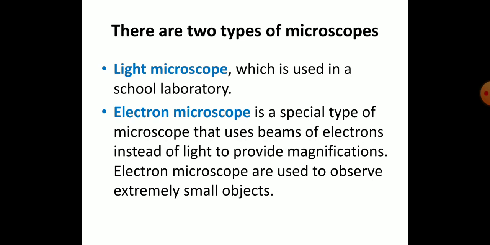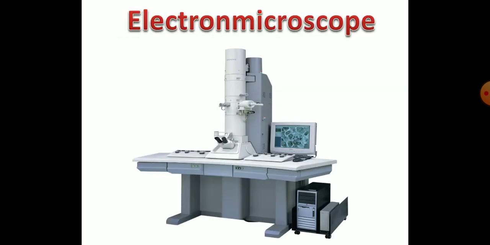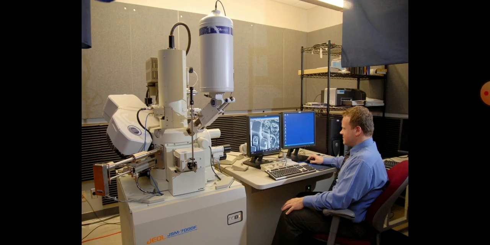An electron microscope is a special type of microscope that uses beams of electrons instead of light to provide magnification. Electron microscopes are used to observe extremely small objects. Electron microscopes have the capacity to magnify an object many thousands of times its original size. Even molecules can be seen with such a microscope.